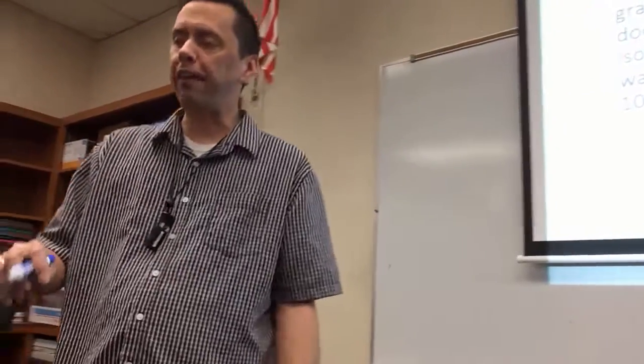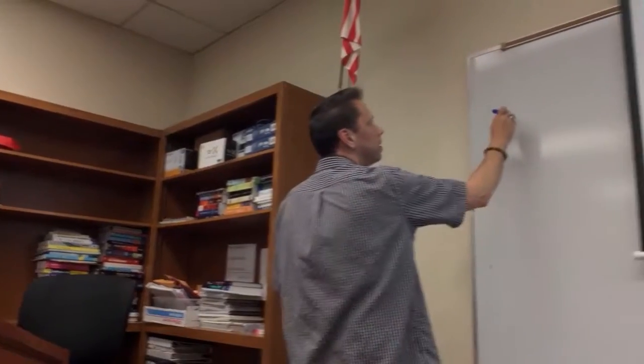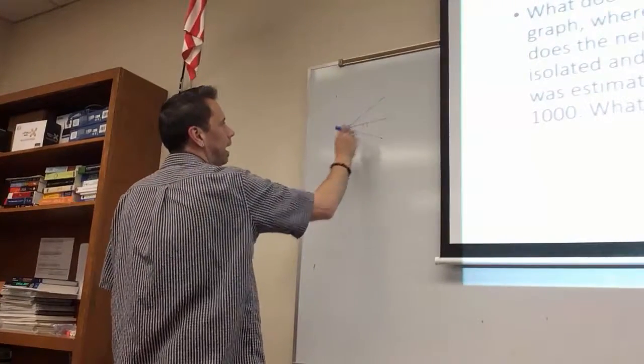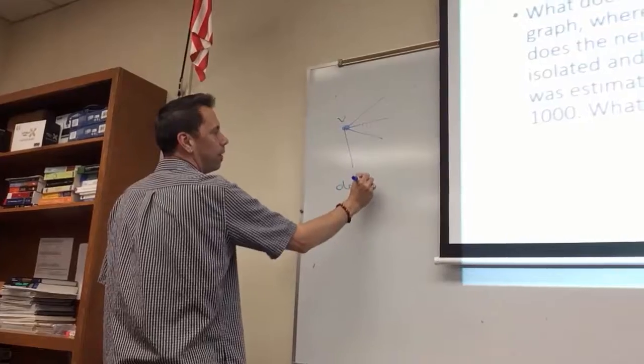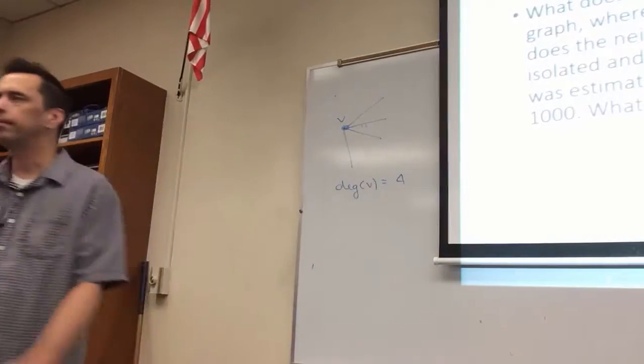Okay. So the acquaintanceship graph, the vertices are all the people in the world. And two vertices are connected by an edge if those people know each other. Remember, the degree of a vertex represents how many edges are incident with that vertex. So here's a vertex, and let's say it has that many edges. The degree of this vertex is 4. And what was the acquaintanceship graph? Two vertices are connected by an edge if those two people know each other.